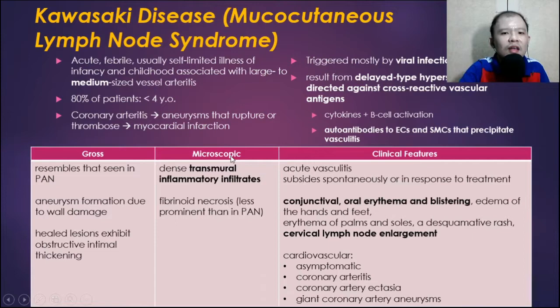So we're still in medium vessel vasculitis. We have Kawasaki disease, or the mucocutaneous lymph node syndrome, and this is found among children. What's the etiology? It is secondary to the anti-endothelial cell antibody. I think I have a drawing later. Yeah, I have. So in Kawasaki disease, you have conjunctival and oral erythema, blistering, and cervical lymph node enlargement. That's why you have mucocutaneous lymph node syndrome.